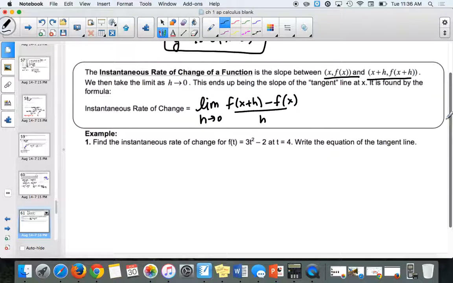All right, so find the instantaneous rate of change for f of t equals 3t squared minus 2 at t equals 4. So you can plug in 4 right away if you want, or you can leave it as a general t value. It doesn't matter. We'll go ahead and use 4. So we're going to find slope between t equals 4 and a smidge bigger than it, 4 plus h. Okay.